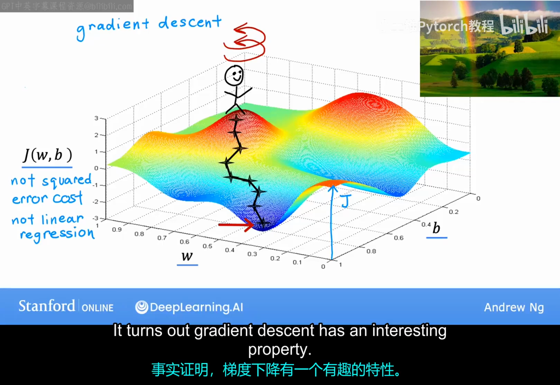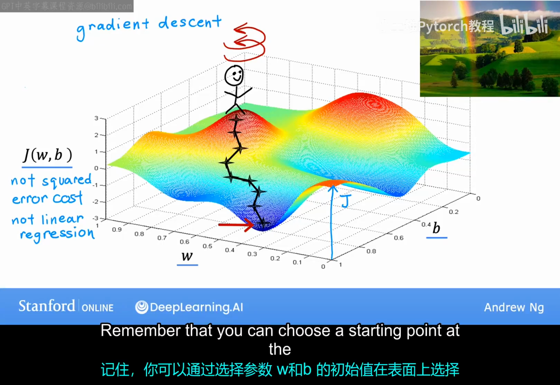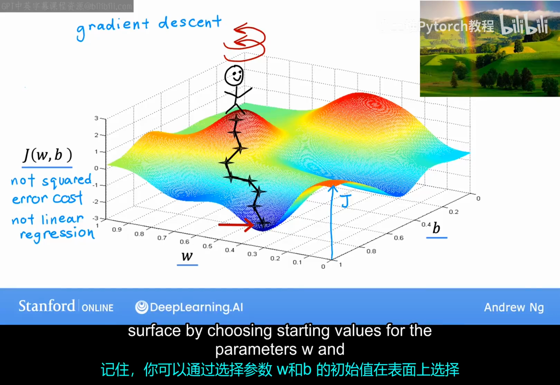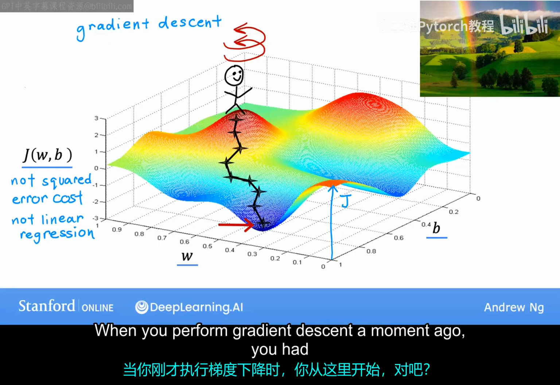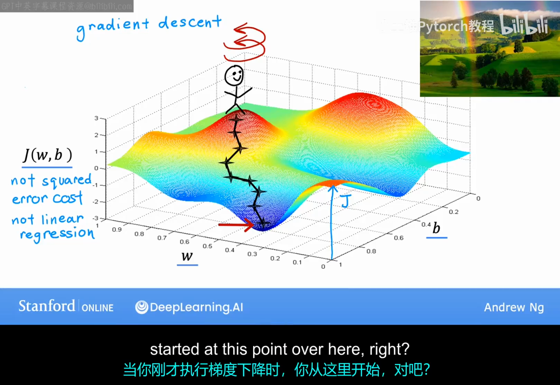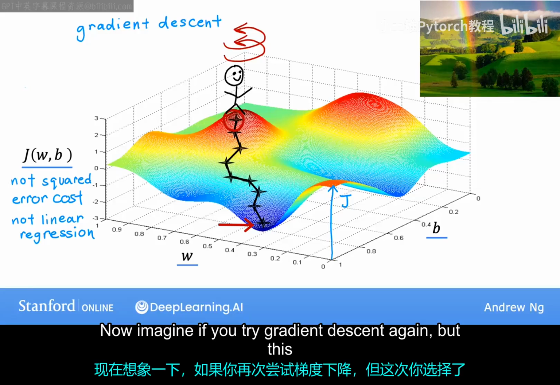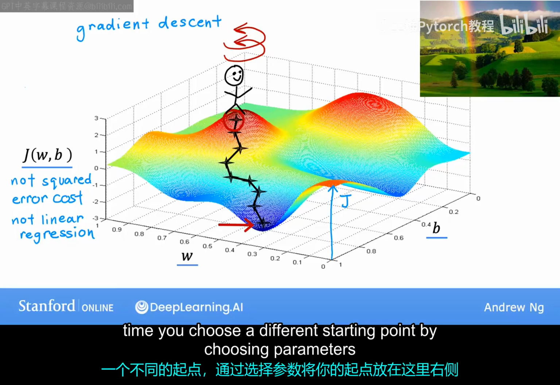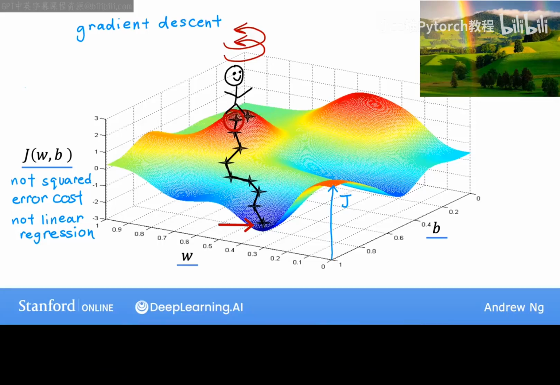It turns out gradient descent has an interesting property. Remember that you can choose a starting point on the surface by choosing starting values for the parameters w and b. When you performed gradient descent a moment ago, you had started at this point over here, right? Now, imagine if you try gradient descent again, but this time you choose a different starting point by choosing parameters that place your starting point just a couple steps to the right over here.